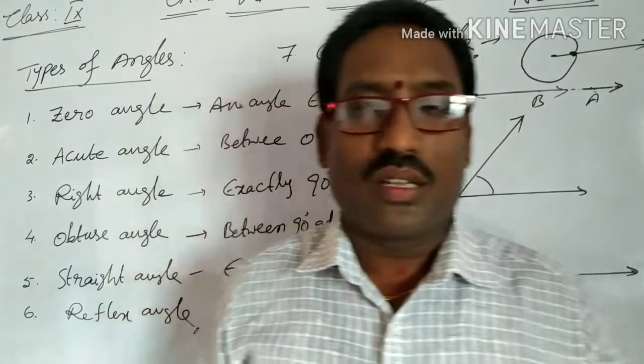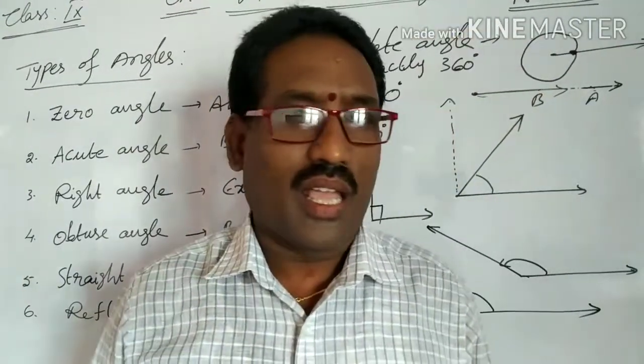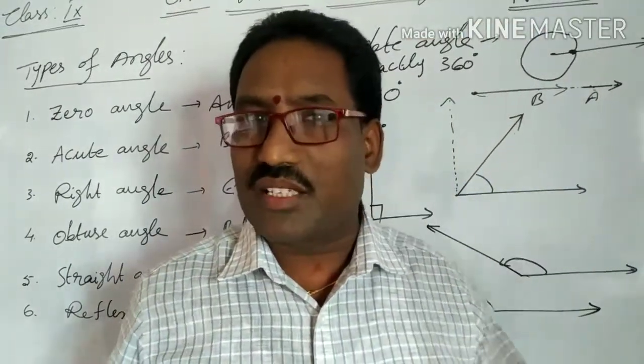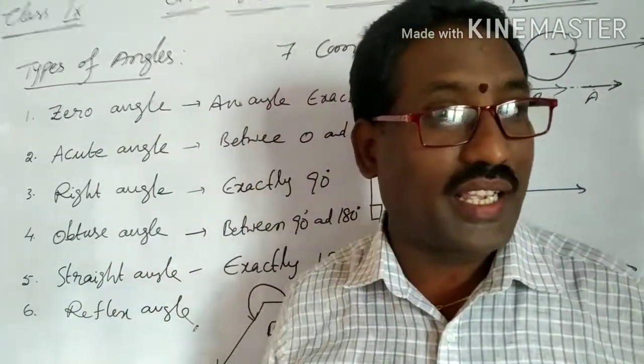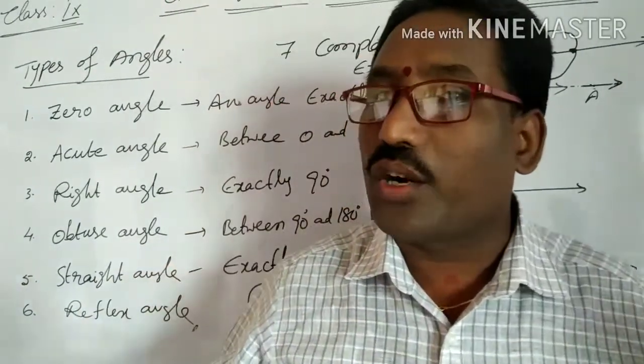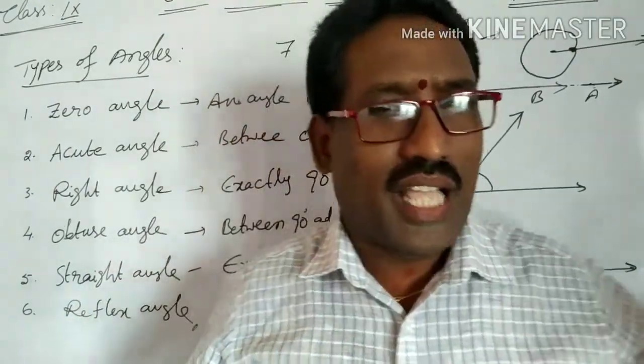I will ask. An angle measures exactly 0 degrees? Yes, zero angle. An angle measures exactly 90 degrees? Right angle. An angle measures exactly 180? Straight angle. An angle measures exactly 360 degrees? That is called a complete angle. An angle measures between 0 and 90? Acute angle.